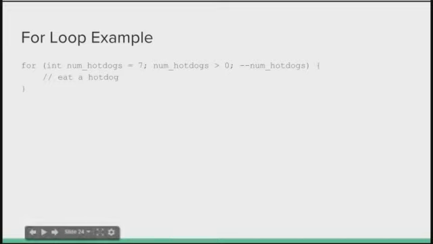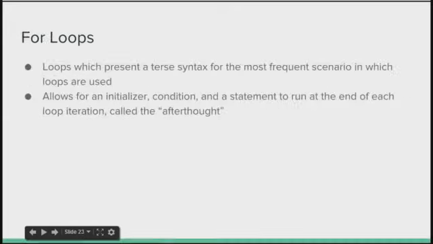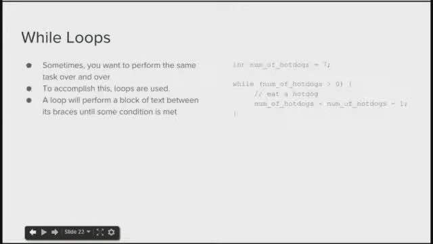So then it says number of hot dogs is greater than 0. And it is, because it's 7. 7 is greater than 0. And it's going to move into the body and execute the whole body. It's going to say eat the hot dog. And then it's going to come out and run the afterthought, which is minus minus num hot dogs, which for all intents and purposes right now is equivalent to num hot dogs equals num hot dogs minus 1. Same thing.